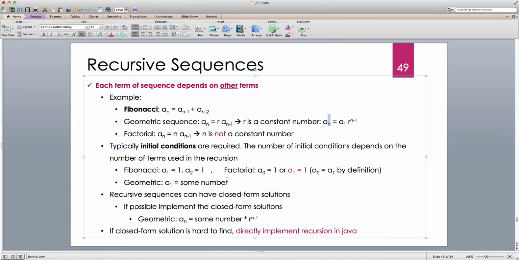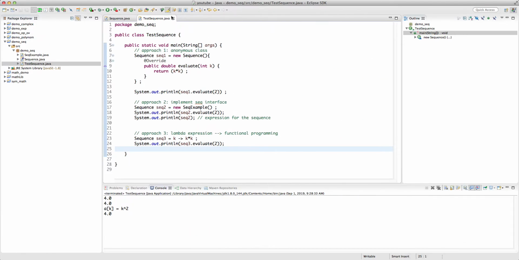because it just saves time. Typically recursive evaluation costs time and memory, but if we have a closed form solution, it's just substituting numbers into the equation and finding the value, and that's the fastest way, right? But if the closed form solution is hard to find, then we can directly implement recursion in Java. And I'm going to head back to Eclipse and show it to you.